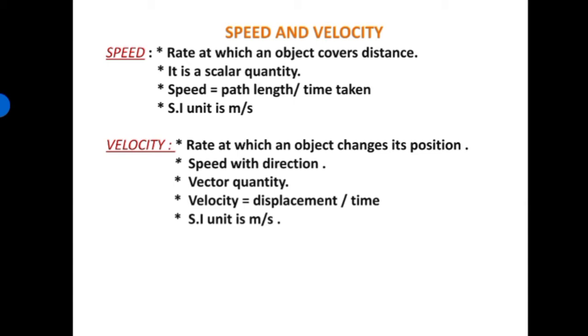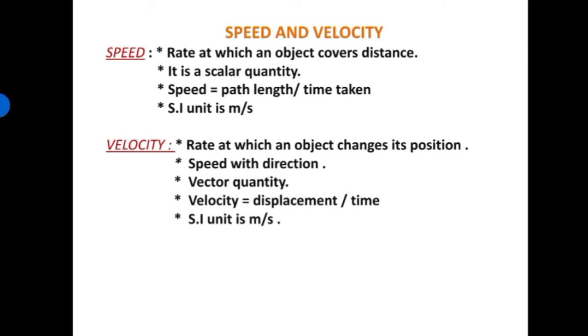So, already you have learned these two topics in 8th standard. So, what do you mean by speed? Speed is nothing but rate at which an object covers the distance. So the path length the object covered in a unit time is called speed, the rate at which an object covers the required distance. It is a scalar quantity, means it gives only numerical value, no direction.